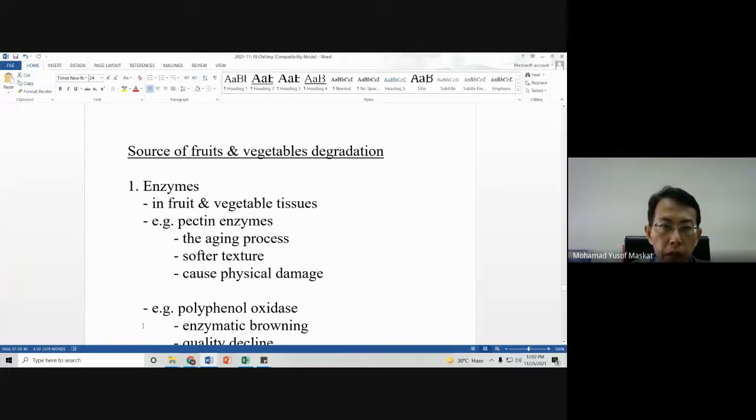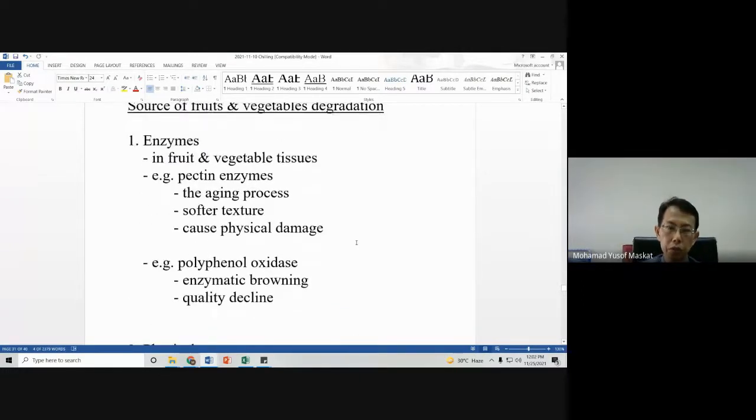So, sources of fruit and vegetable degradation, first and foremost, enzymes. In fruit and vegetable tissues, it is inherent, naturally occurring, that there are enzymes inside fruits and vegetables. Pectin enzymes, the aging process, we have discussed this just now. It will degrade the pectin inside the cell walls, causing a softer texture. But too much will cause physical damage.